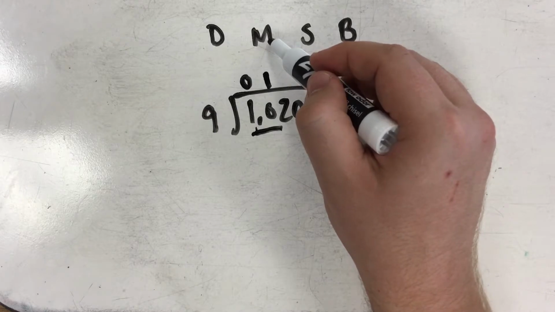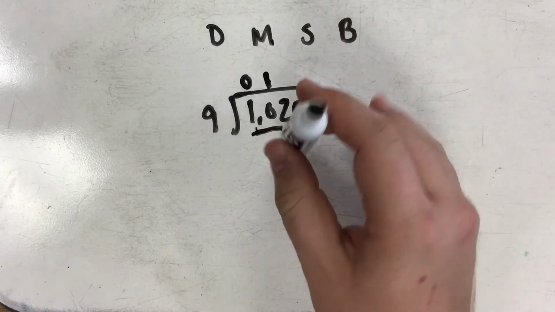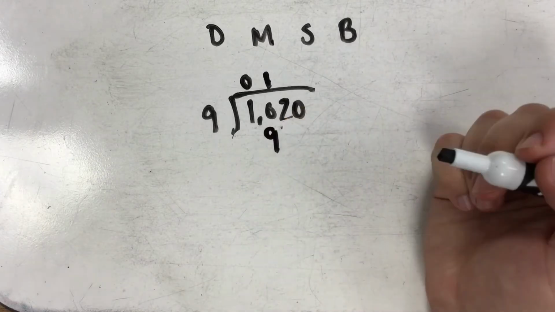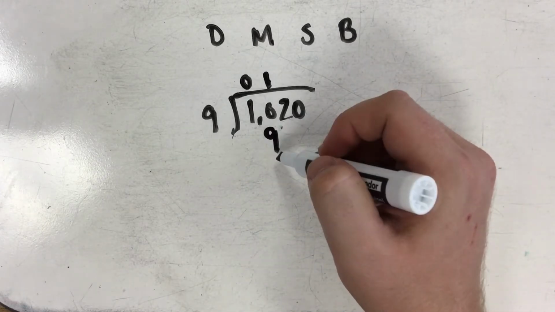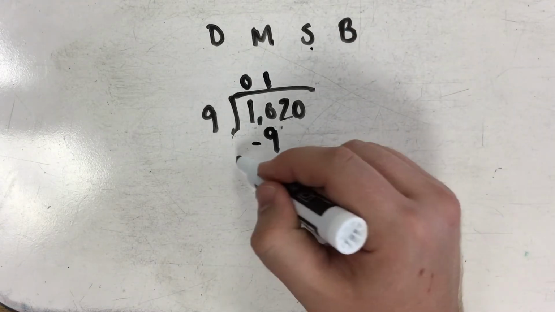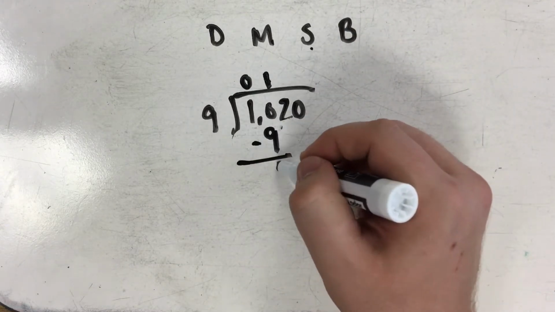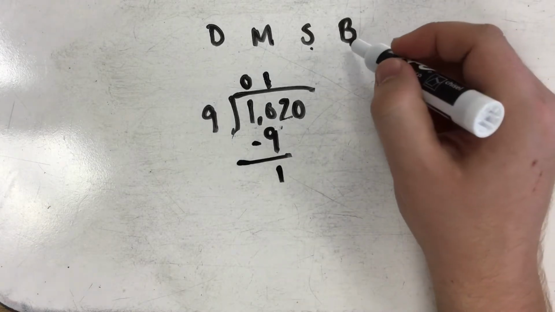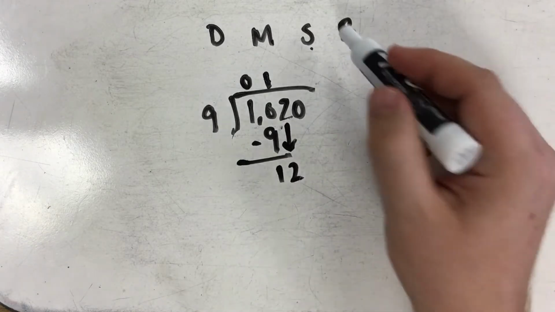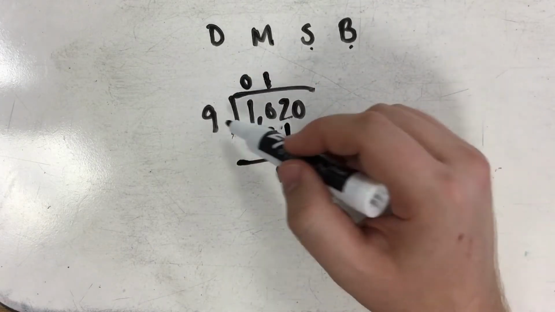Then I'm going to multiply 1 times 9. That's going to give me 9, and that goes directly below. Then I need to subtract. 10 minus 9 is 1. And then I need to bring down my 2. And the whole process starts over again.